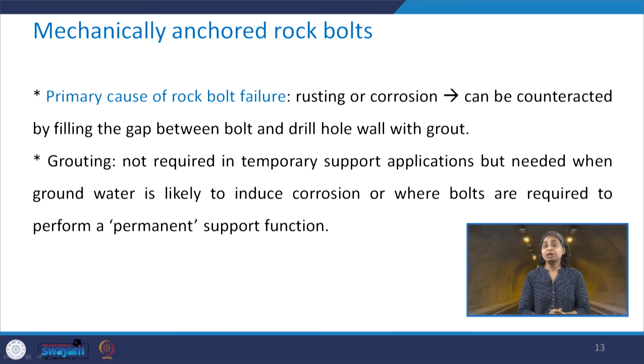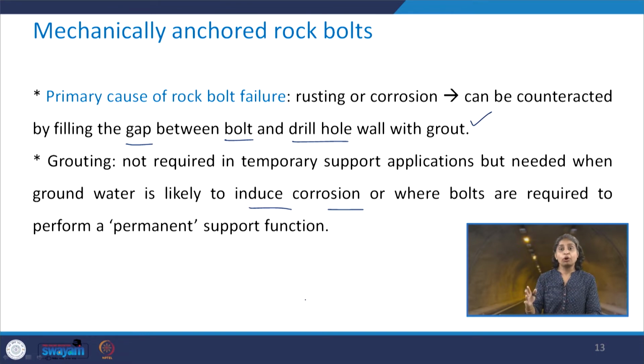Now, what is the primary cause of rock bolt failure? It is mainly rusting or corrosion of the rock bolt, which can be counteracted by filling the gap between the bolt and the drill hole wall with grout. Grouting is not required whenever there is a temporary support application, but it is needed wherever groundwater is present. What happens in the presence of groundwater? It induces corrosion and therefore grouting is needed.